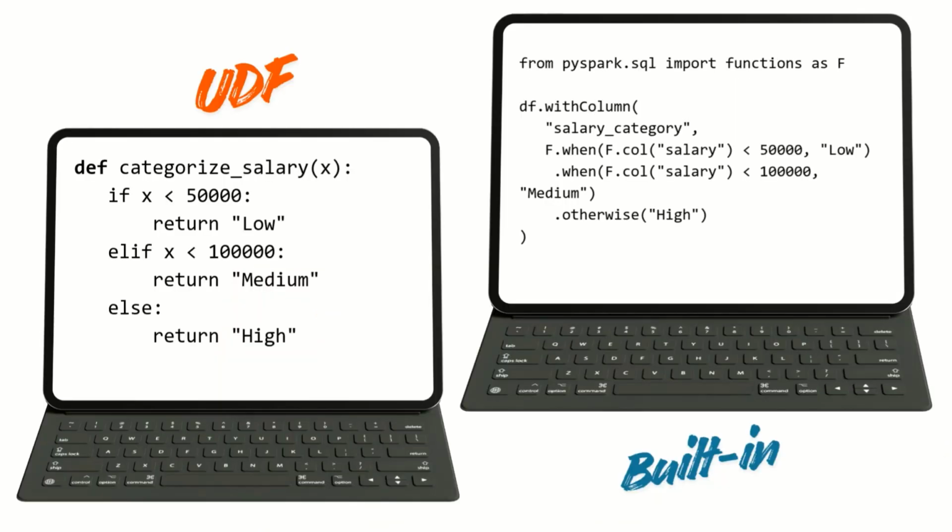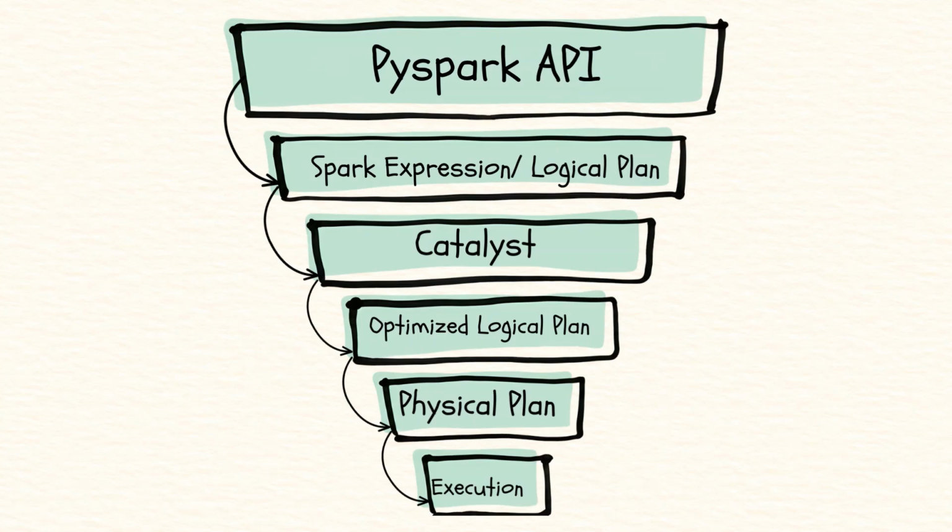Let's see another example of UDF and its equivalent built-in function approach in PySpark. See, Spark already has hundreds of built-in functions, but it can't possibly have every business rule your company will ever invent. That's why UDF exists. You must be thinking, if both approaches produce the exact same business result, why does Spark prefer the second one? To understand this, you need to focus on the flowchart depicted on the screen. And to understand this flowchart better and get the answer to the question that I asked, let me take an analogy.